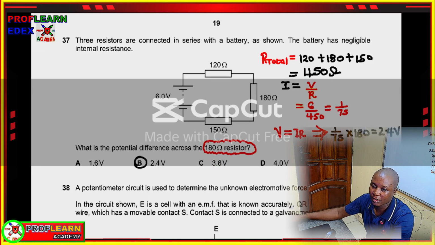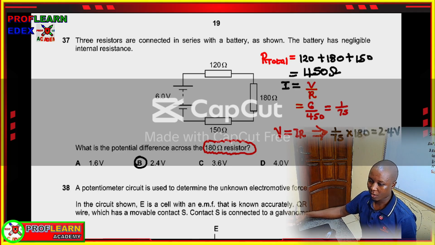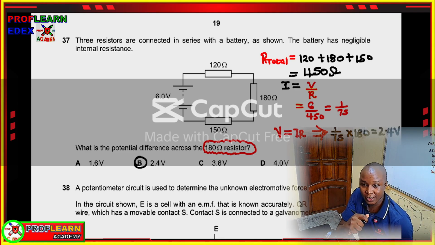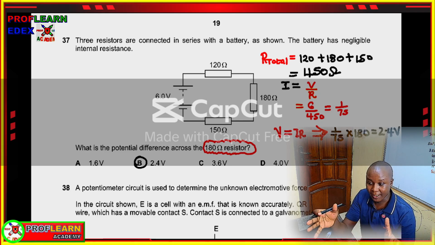There are three resistors in series as shown here. What is the potential difference across the 180 ohm resistor? The first thing you are supposed to do in this question is to work out the total resistance in the circuit. Because all the resistors are in series, we're going to say 120 plus 180 plus 150, which is going to be 450. Then once we have the total resistance, which is 450, we are going to work out the total current in the circuit.